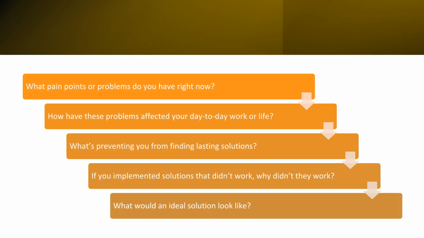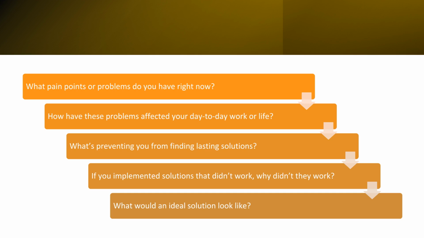What pain points or problems do you have right now? How have these problems affected your day-to-day work or life? What's preventing you from finding lasting solutions? If you implemented solutions that didn't work, why didn't they work? What would an ideal solution look like? Once you have answers to the questions above, you can easily identify products that will solve prospect problems. If a prospect doesn't identify a problem that can be solved with your product, remove them from your list.